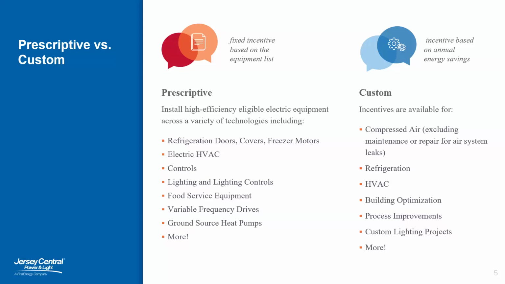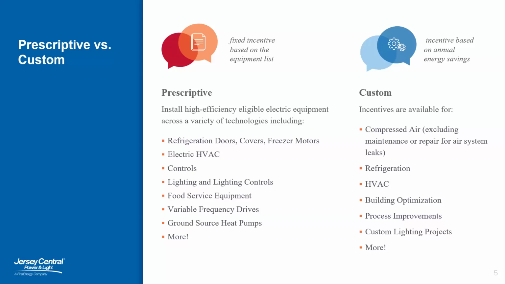Whereas let's say that the equipment does not fall on the prescriptive list and this equipment can save energy, then this project can potentially go through the custom pathway. Through the custom path, these are measures that are more complex in nature. Some examples include custom lighting, HVAC chillers, compressed air, boilers, large variable frequency drives, and data center equipment server.